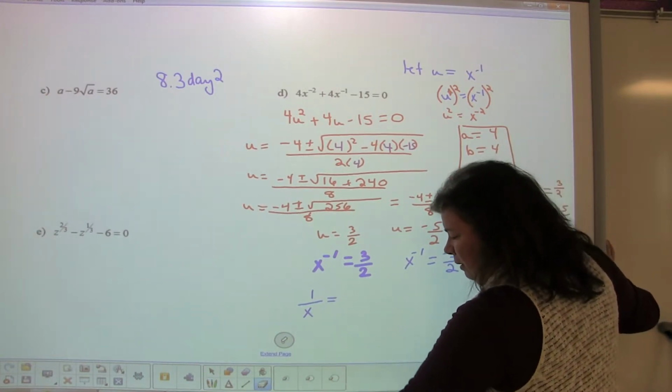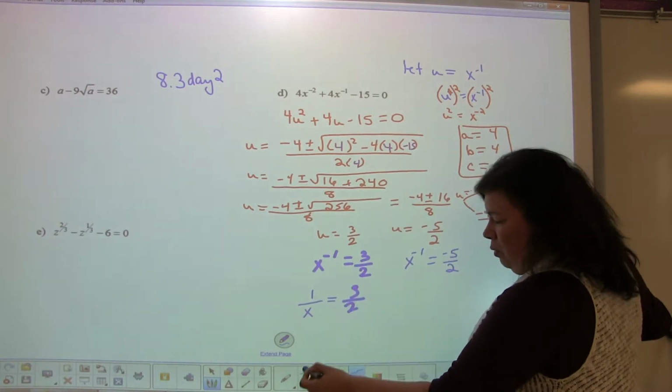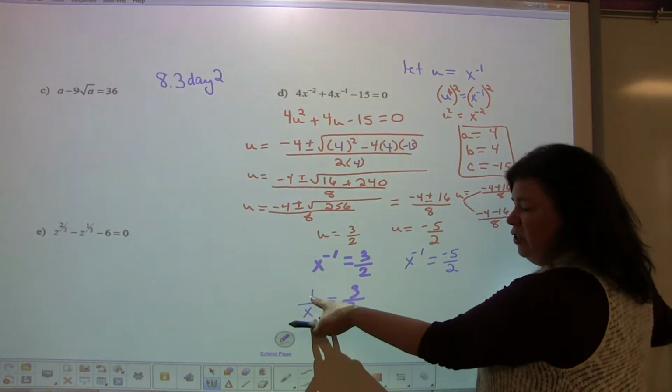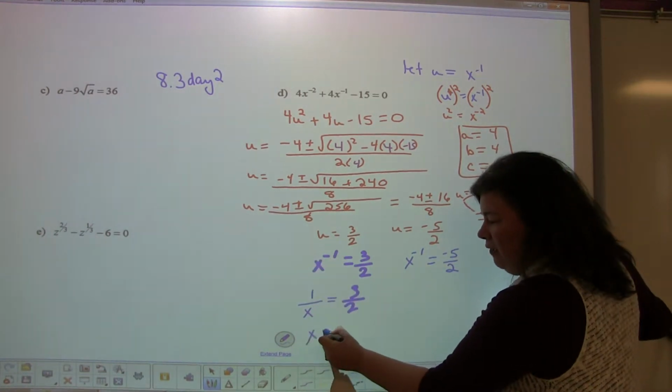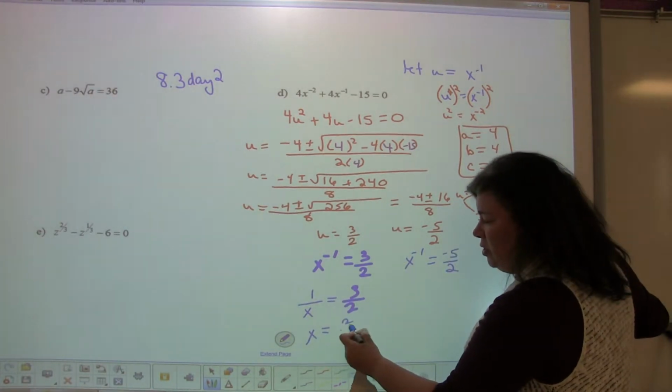Sorry, let me redo that. 1 over x is equal to 3/2, but we want to solve for x. So to solve for x, if we just take the reciprocal of x, we're going to take the reciprocal of 3/2, which is 2/3.